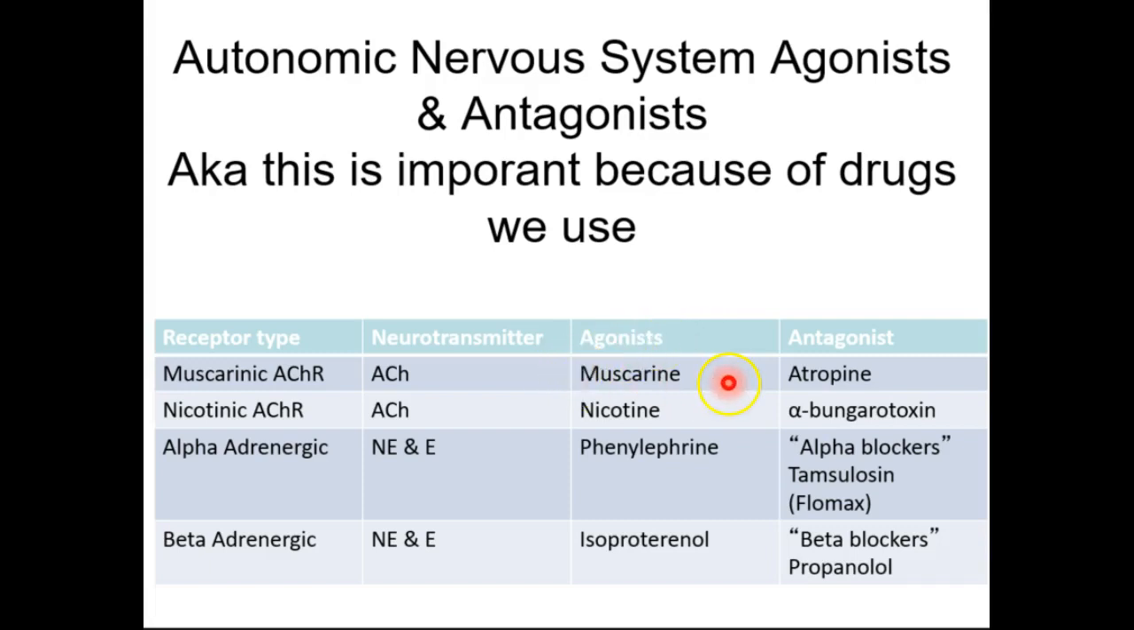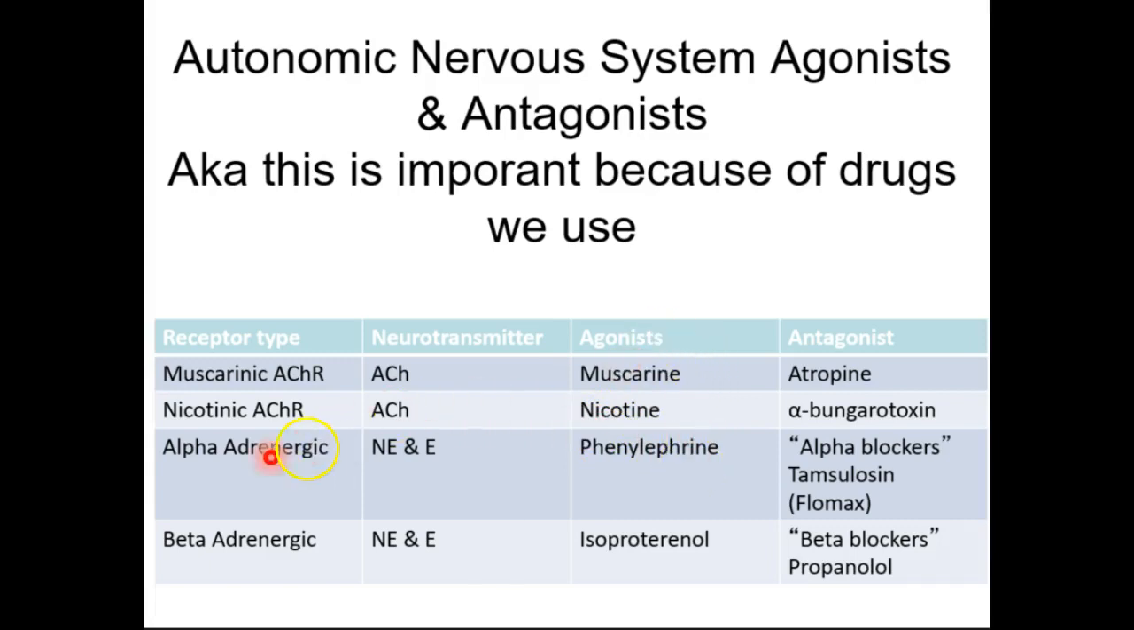So muscarine is an agonist for the muscarinic receptors, which means it's going to increase the activity or mimic the activity of the parasympathetic nervous system on whatever target organ has that receptor. Nicotine is an agonist for the nicotinic receptors, which means it's going to act to increase the activity, and remember this is both in the sympathetic and parasympathetic nervous system. So if you do get a little bit of a drug effect from smoking cigarettes, cigarettes are a drug. It's not even under contention. It's absolutely a thing.